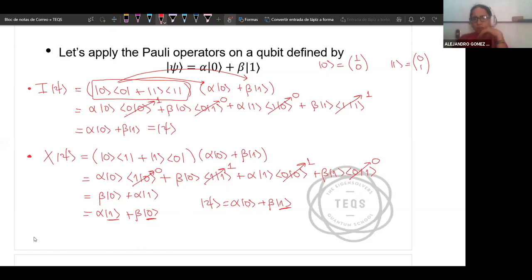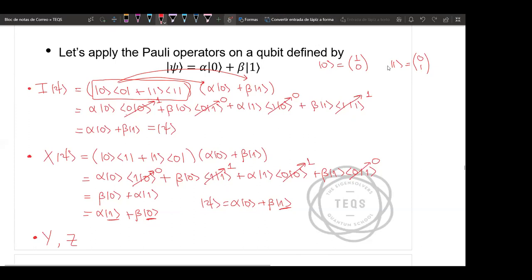Okay, so we can do the same with the Y operator and with the Z operator, but I think you can do it right now. These two examples.